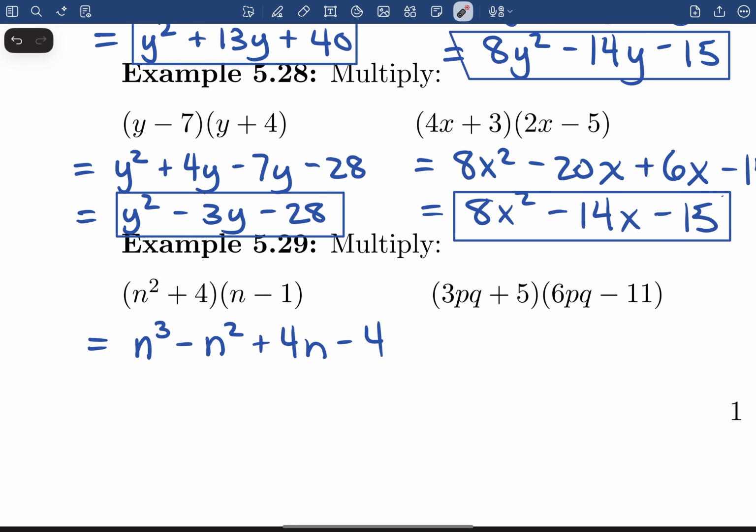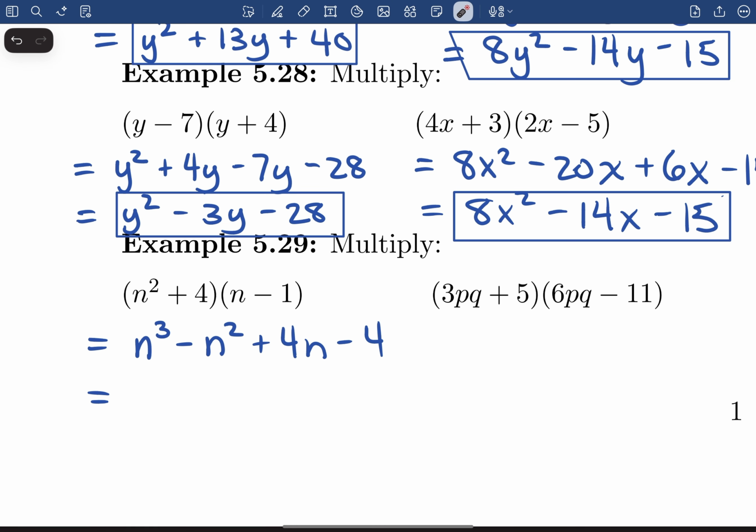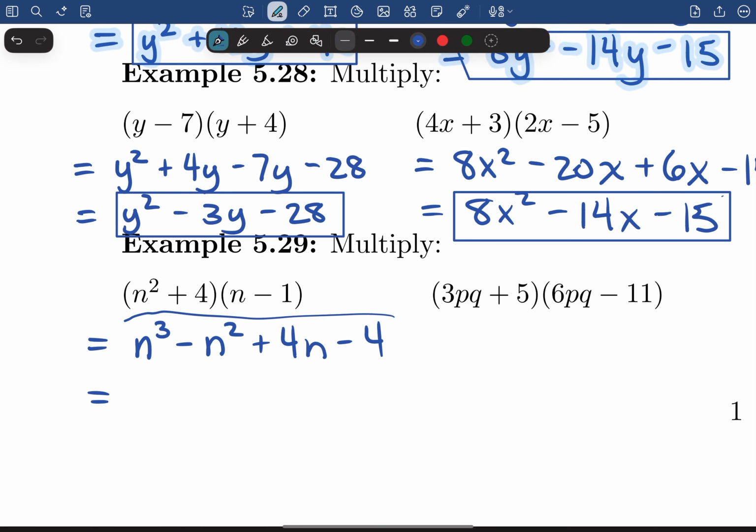And I ask myself, can I combine any like terms in this case? Are there any like terms? Like terms have the same variable with the same power. And I look at the powers of n, 3, 2, 1, and no n's. None of these are like terms, and therefore I cannot combine anything at this point. I'm done.